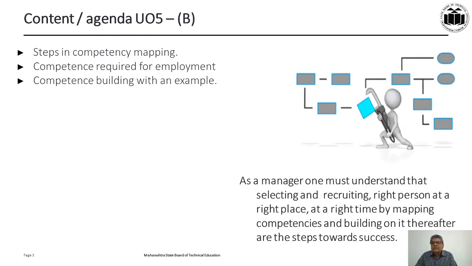So we have seen this picture in the last part also, and the message is very loud and clear that you must select and recruit a person for a particular job. He has matching competencies for that job. So you must put a square peg in a square hole and a round peg in a round hole.